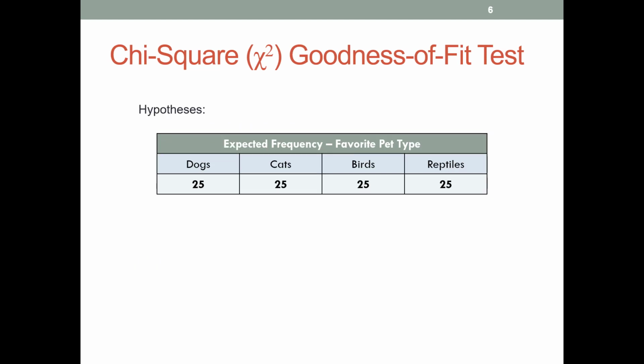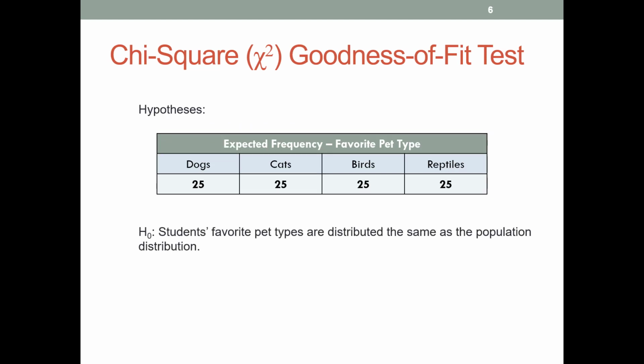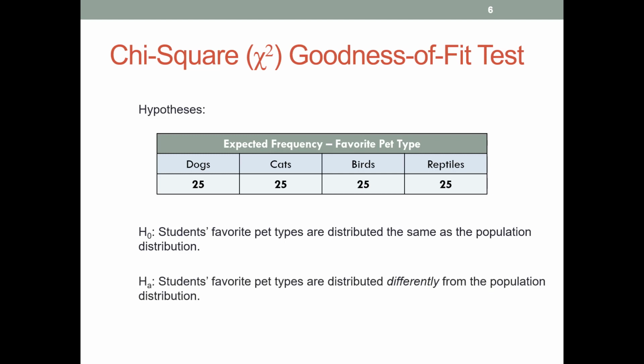And let's translate that into hypotheses. The null hypothesis would say that the students' favorite pet types are distributed the same as these expected frequencies. So in this case, it's an even distribution where each category has the same expected frequency. So you're saying that the observed frequencies are not significantly different from this table. The alternate hypothesis says that students' favorite pet types are distributed significantly differently from this population distribution. So you're saying that what I found in my data is different from this.